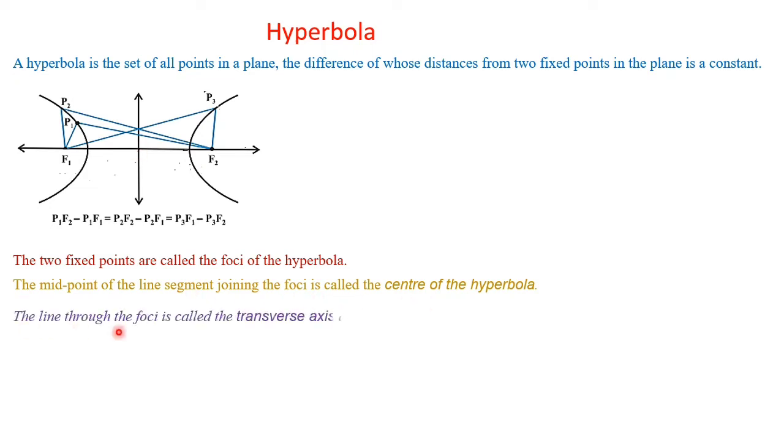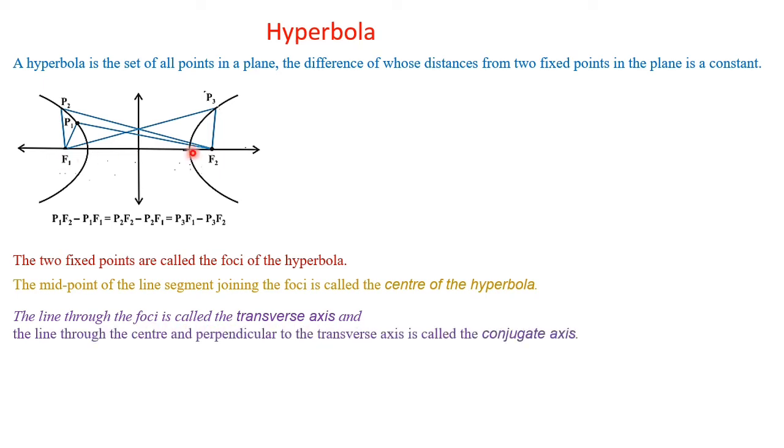Then the line through the foci is called the transverse axis. Here f1 and f2 are the foci, and the line f1 f2 is a line passing through the foci, so that is called the transverse axis. And the line through the center and perpendicular to the transverse axis is called the conjugate axis. The center is here, and the line through the center which is perpendicular to the transverse axis f1 f2, perpendicular means this way, is called the conjugate axis.